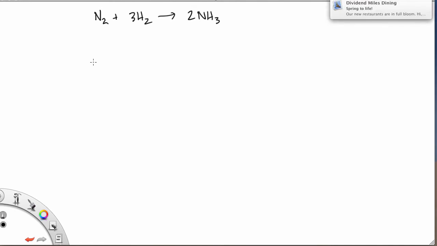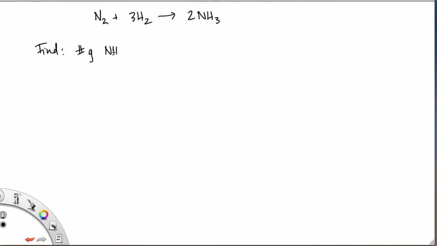Okay, so what we want to do is calculate the number of grams of ammonia produced by the reaction of 5.40 grams of hydrogen, with an excess of nitrogen. So it's not telling us how much nitrogen we need. An excess just means we have more than we need. That really doesn't count into the problem solving here. This is all we need to have to solve the problem.